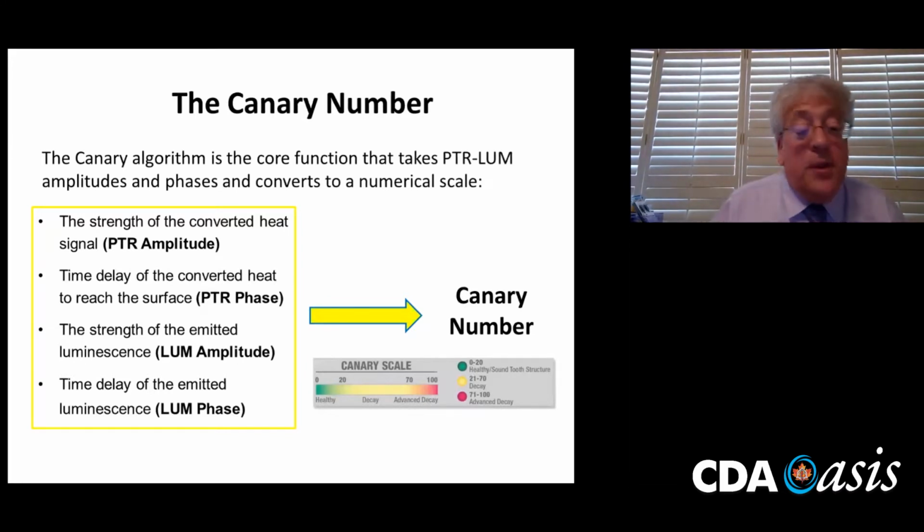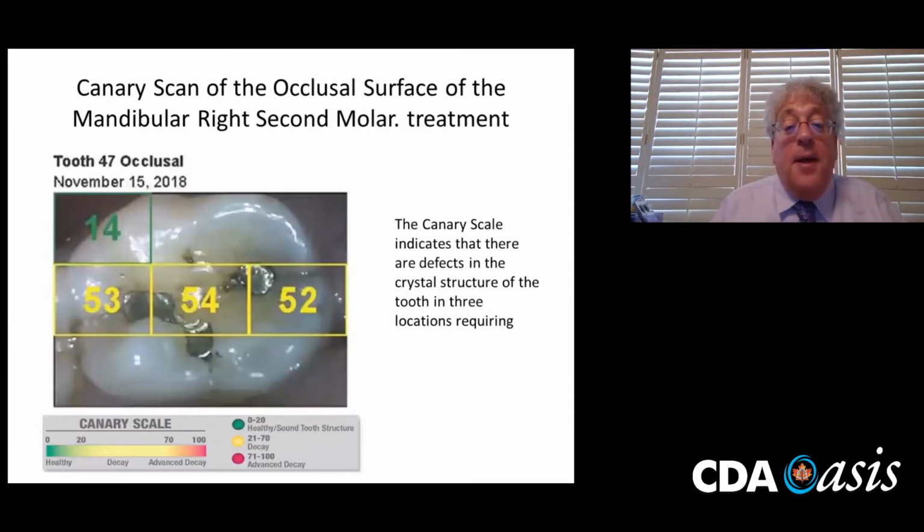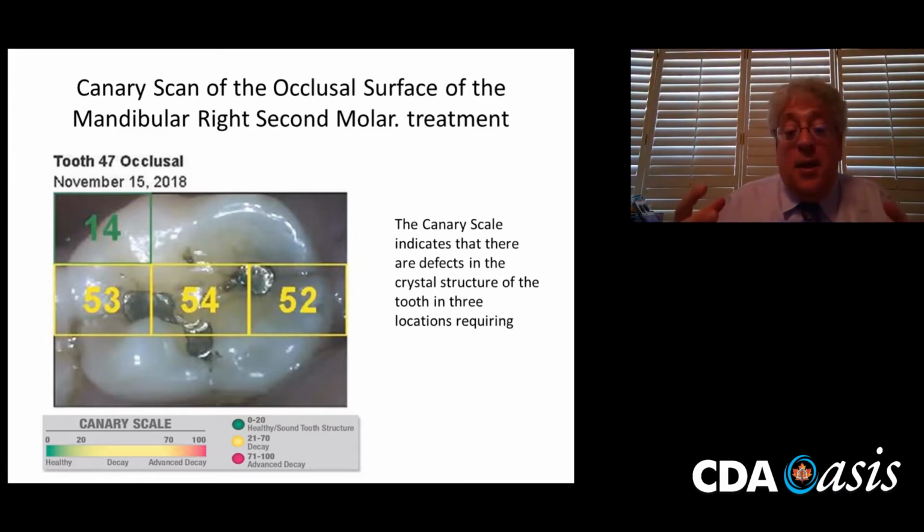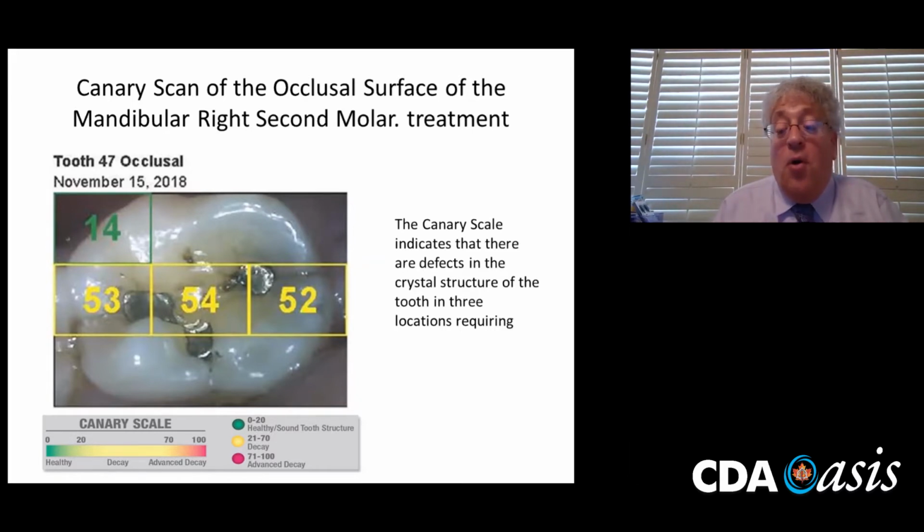So now, what does Canary do in this clinical situation? Well, we picked up our Canary, and we can take an image, and we can then apply our examination numbers to those sets of the images. And you can see we have a 53, a 54, and a 52. So we scanned in this area here, right in this area here, and right on the ridge. And what these numbers are telling us is that there is a defect or an area of tooth structure that has been destroyed or is defective in these 3 areas.